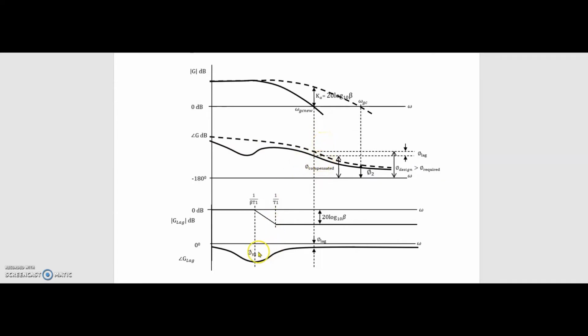So after designing this lag compensator, you can read more in the manual about these values: what is 20 log beta, what is T1, what is beta T1, what is phi m. You can do so in your lab manual. After designing this lag compensator, the new phase comes out to be this solid line. Now we designed for 60, but we get a little lower because there is some drop in phase due to the lag compensator. That's why we started with a higher phase margin in the first place.